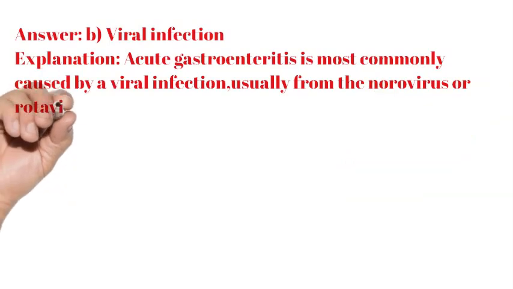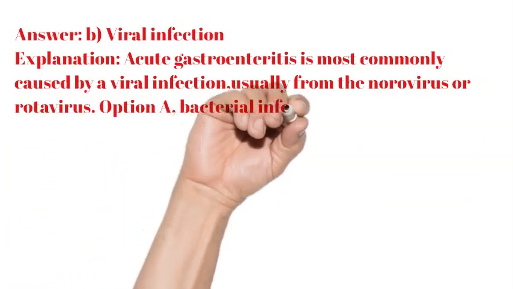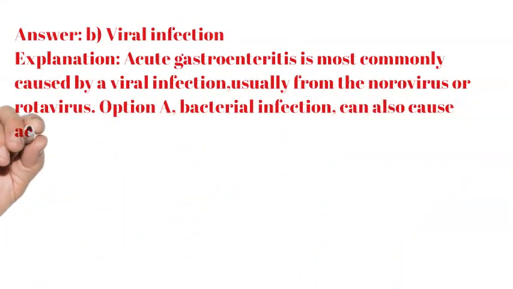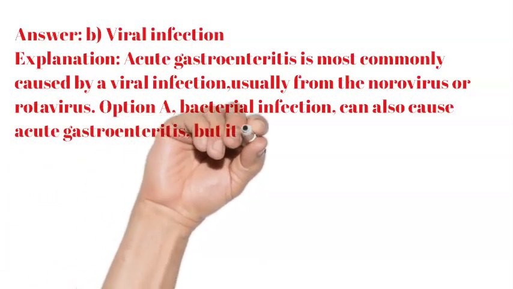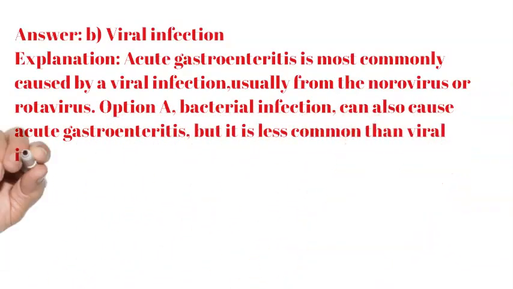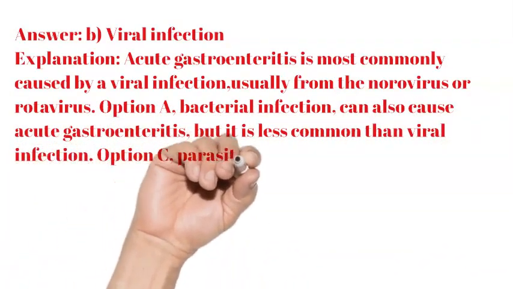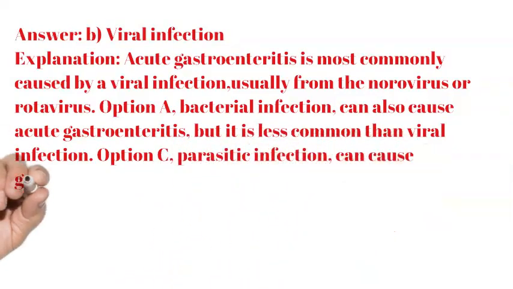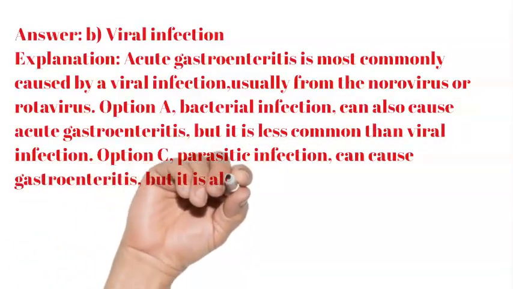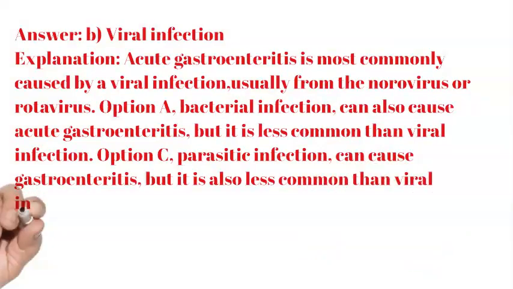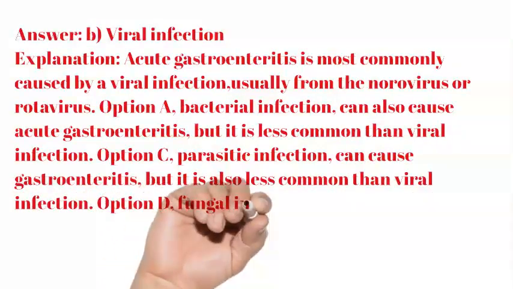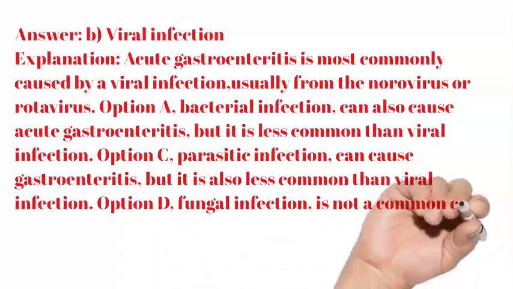rotavirus. Option A, bacterial infection, can also cause acute gastroenteritis, but it is less common than viral infection. Option C, parasitic infection, can cause gastroenteritis, but it is also less common than viral infection. Option D, fungal infection, is not a common cause of acute gastroenteritis.